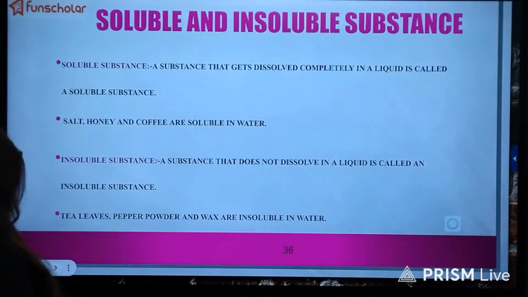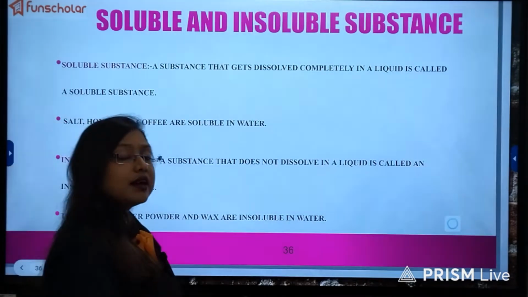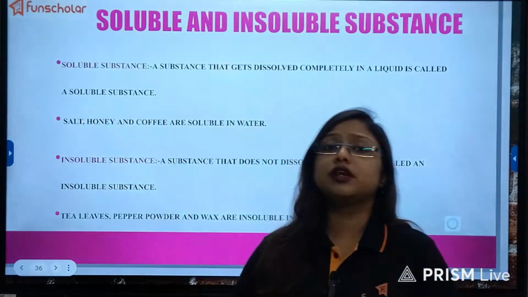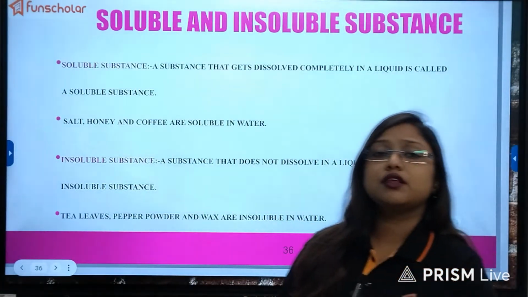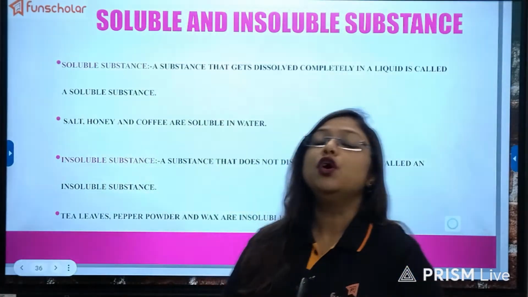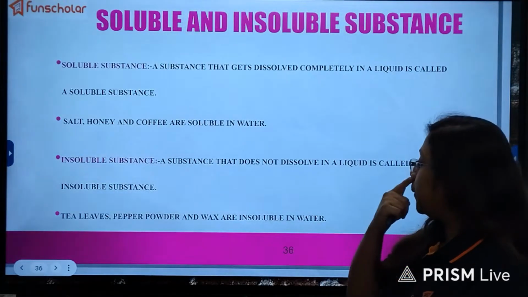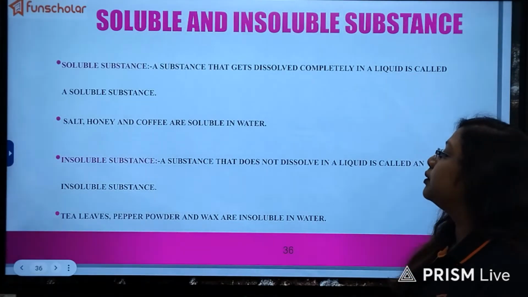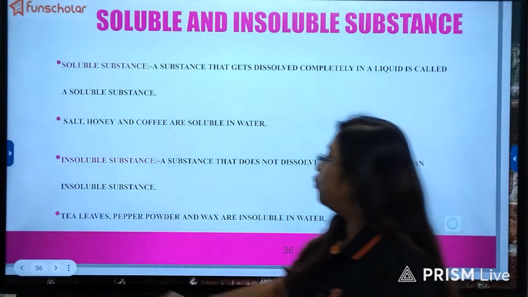Okay. Next is insoluble substance. A substance that does not dissolve in a liquid is called an insoluble substance. When you mix a substance with water or some other liquid and it does not mix, if it is not soluble, we say it is an insoluble substance. Like tea leaves, paper powder or wax are insoluble in water.